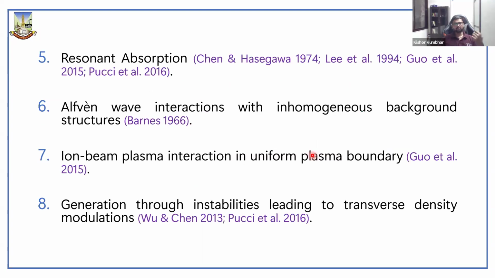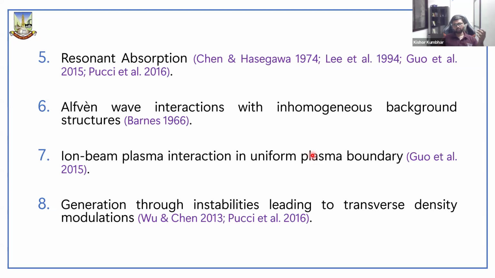Then there is toroidal coupling, or sometimes even resonant absorption or interaction between the interaction of the Alfvén waves with inhomogeneous background structures, or sometimes they are generated even by the ion beam plasma interaction in uniform plasma boundary, or sometimes they are even generated by some instabilities. So this particular discussion tells us that there are multiple ways through which these KAW waves are generated, as well as there are far implications of these waves in different astrophysical plasmas, thus making them very important to study.